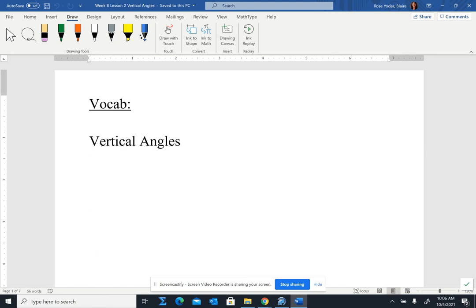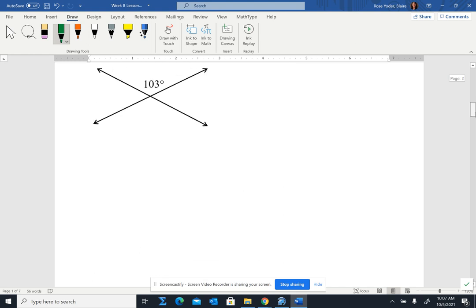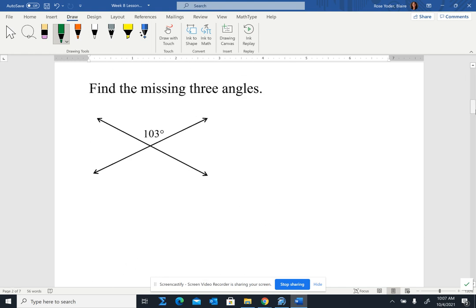We learned about supplementary angles and complementary angles. Now we're going to learn about vertical angles, which are two opposite angles that are formed by intersecting lines. So anytime that you see a diagram that has an X kind of shape in it, be on the lookout for vertical angles. So what do we know about vertical angles? Well, we don't know anything yet, but we're going to find out soon.